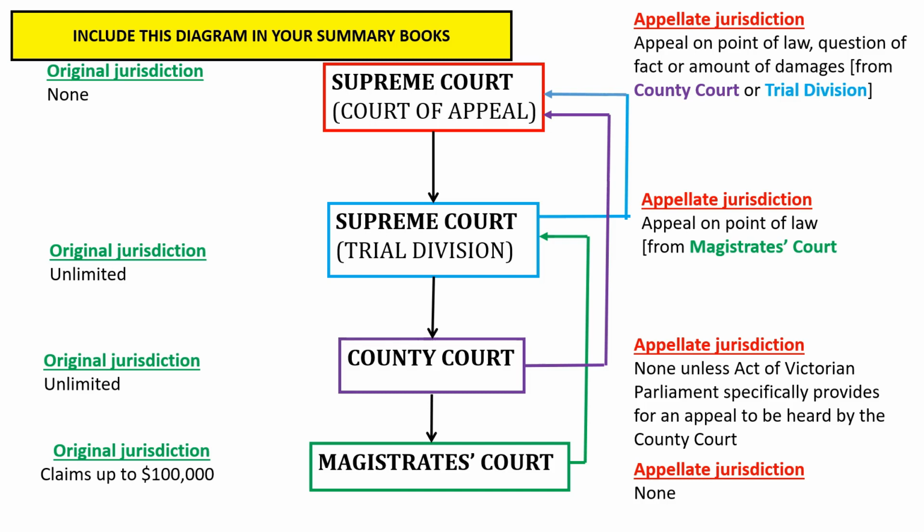For example, the plaintiff might appeal to the Court of Appeal from a decision of the county court or the trial division to award a particular amount of damages to the plaintiff where the plaintiff thinks that that amount of damages is too low. Conversely, the defendant might appeal to the Court of Appeal from a decision of the county court or the trial division to award a particular amount of damages to the plaintiff where the defendant thinks that the amount of damages is too high.